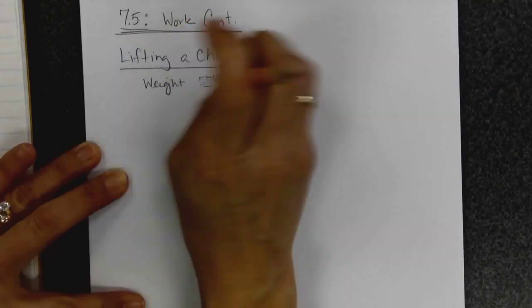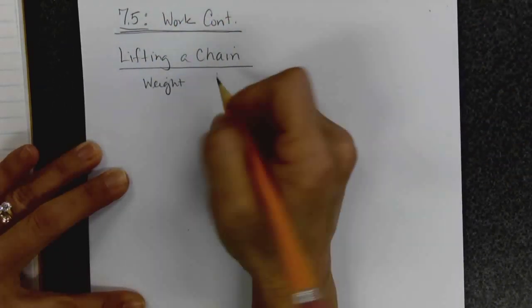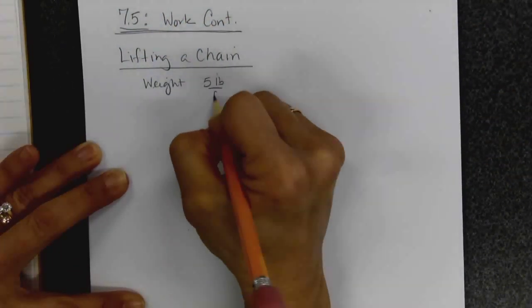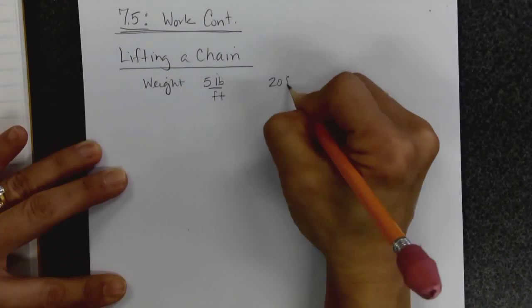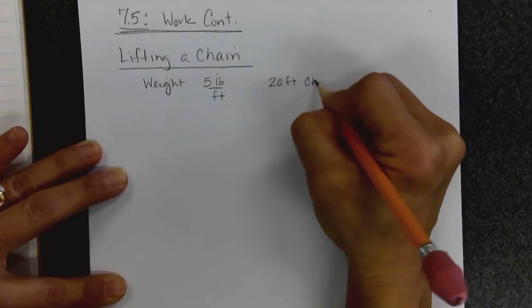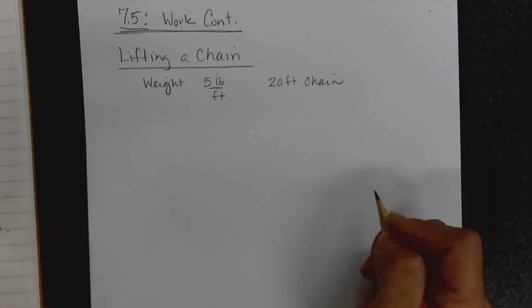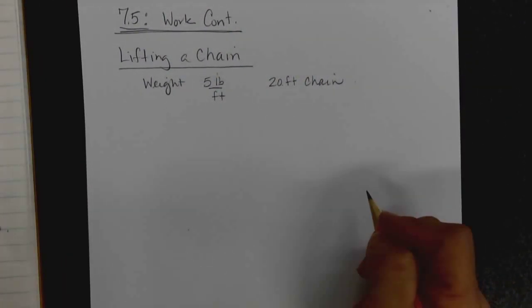not 50 pounds. The chain weighs 5 pounds per foot, and I have a chain that is 20 feet long. I want to know how much work it would take to lift the whole chain to the full extended height.